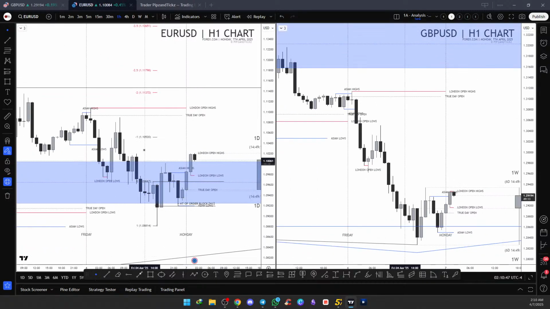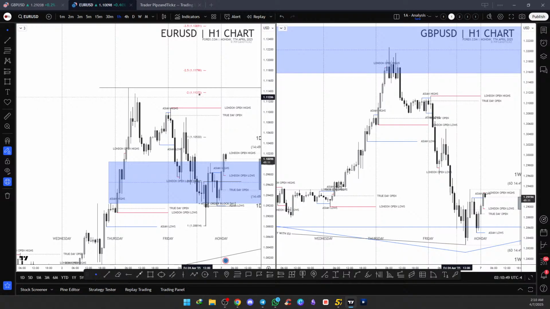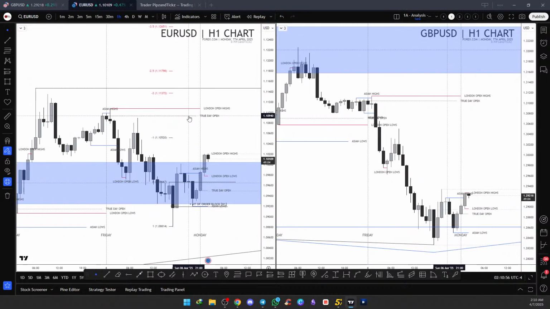Price has been traded into this order block, and see how the 2 and 2.5 standard deviations align with this buy side liquidity. This is key. So this is again a confirmation that we can look for longs.